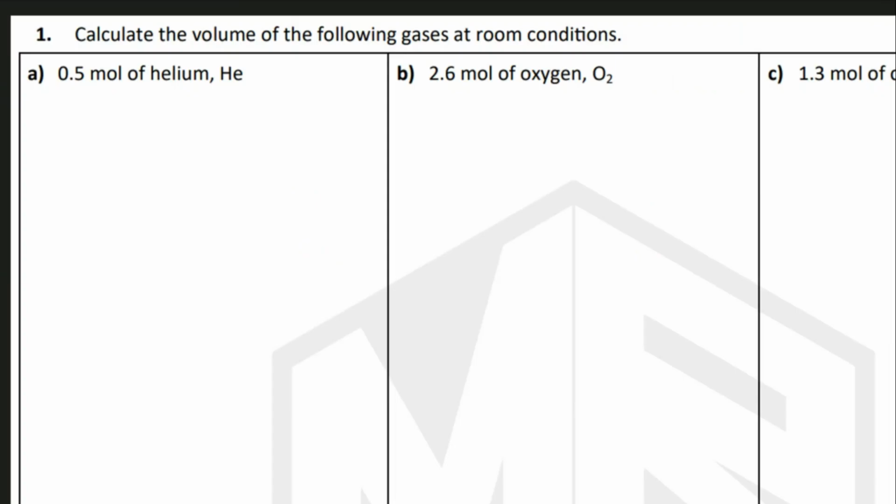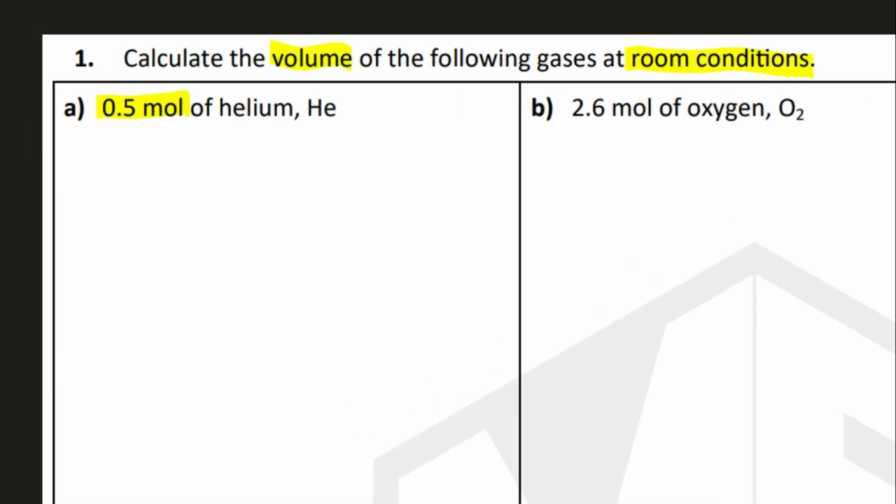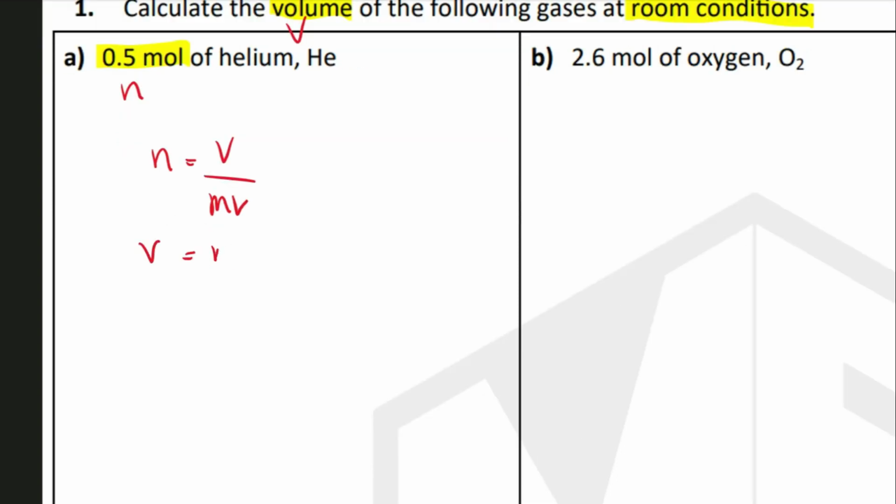Let's try some calculations. Calculate the volume of the following gases at room conditions. 0.5 moles of helium. Now we are trying to find the volume. We are given the number of moles. The relationship between the two is moles is equals to volume over molar volume. And therefore, volume is moles multiplied by molar volume. Number of moles of gas here is 0.5. And the molar volume, this is for room condition. At room condition, the molar volume is 24 decimeter cubes. And therefore, the volume is 12 decimeter cube.